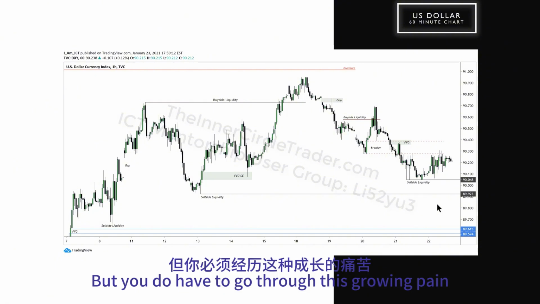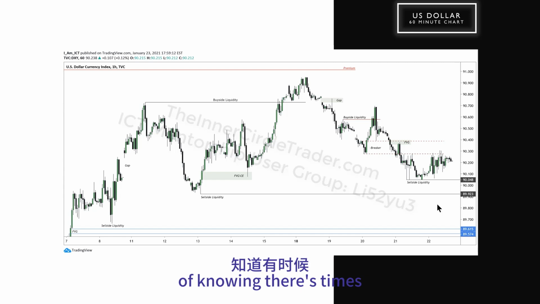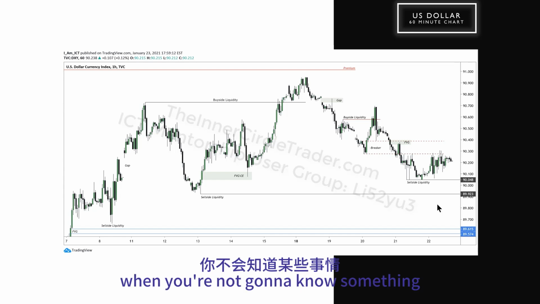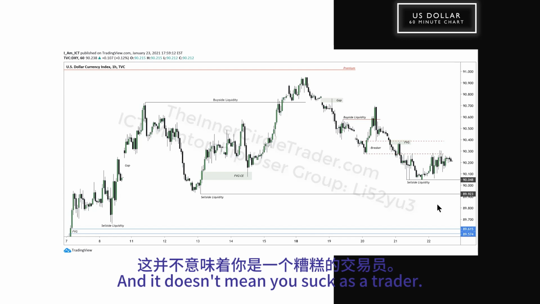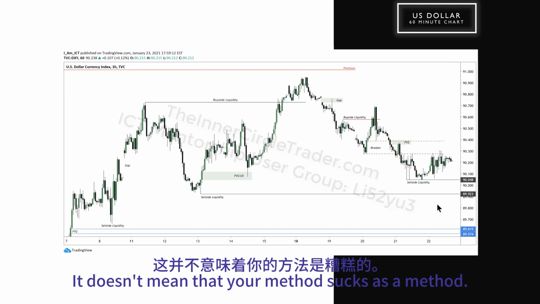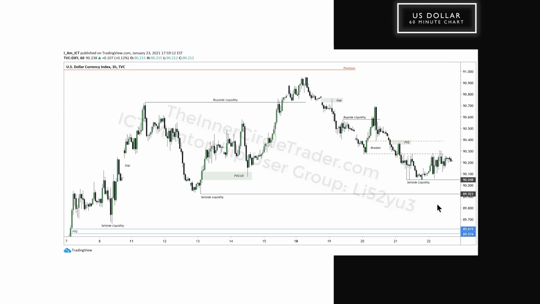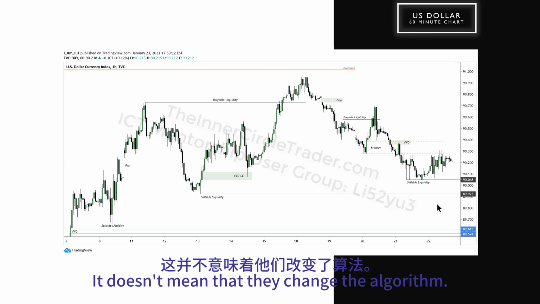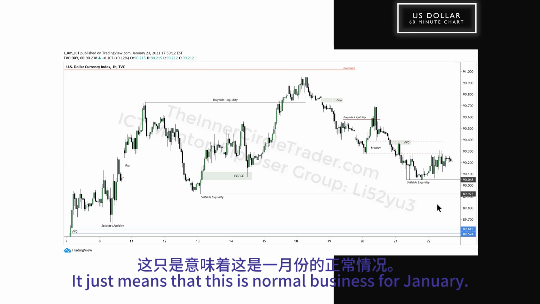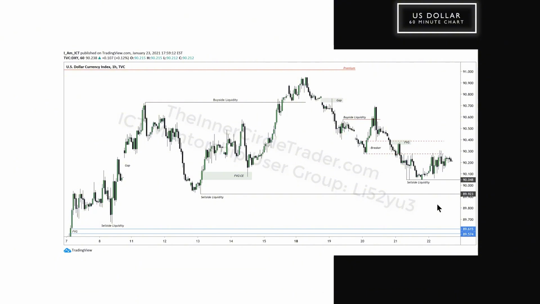But you do have to go through this growing pain of knowing there's times when you're not going to know something and you have to wait. And it doesn't mean you suck as a trader. It doesn't mean that your method sucks as a method. It doesn't mean that they changed the algorithm. Okay. It just means that this is normal business for January. Okay. It's a normal thing.